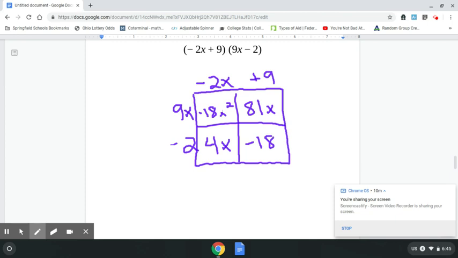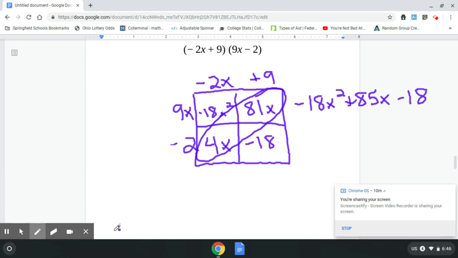I take these things out of the boxes. I start with negative 18x squared. I see I have like terms here. 4 plus 81 is 85x. And then negative 18 does not have a like term. Okay, so that takes care of the 5 that I wanted to show you.